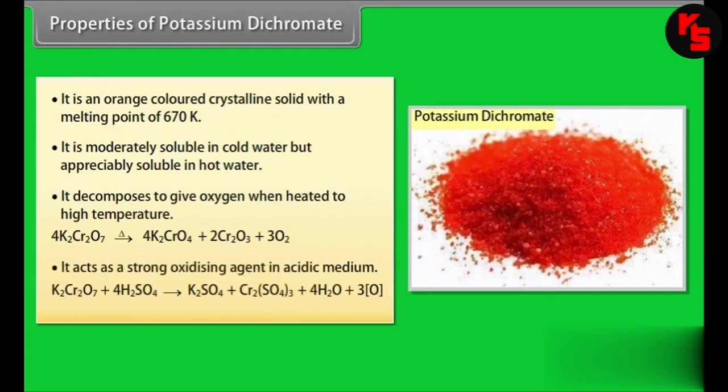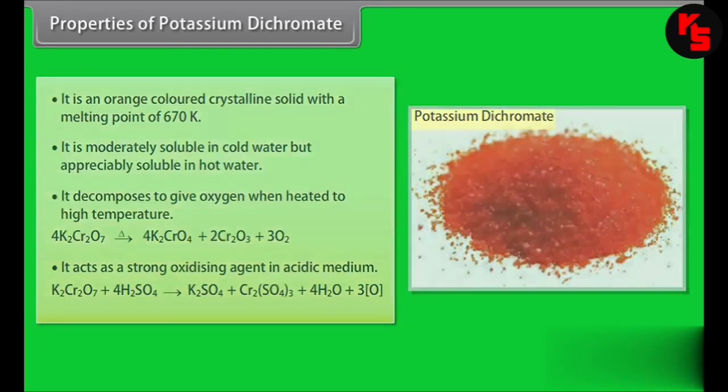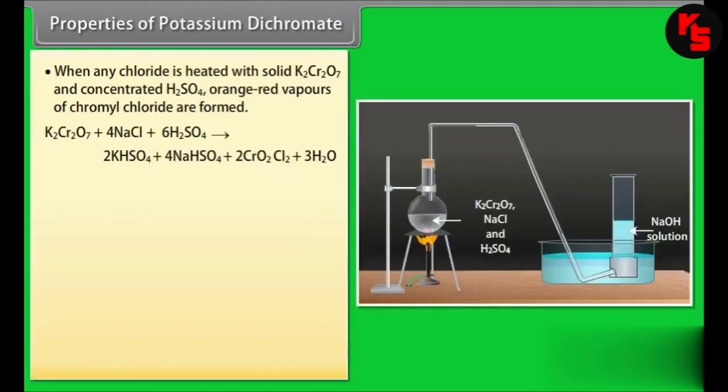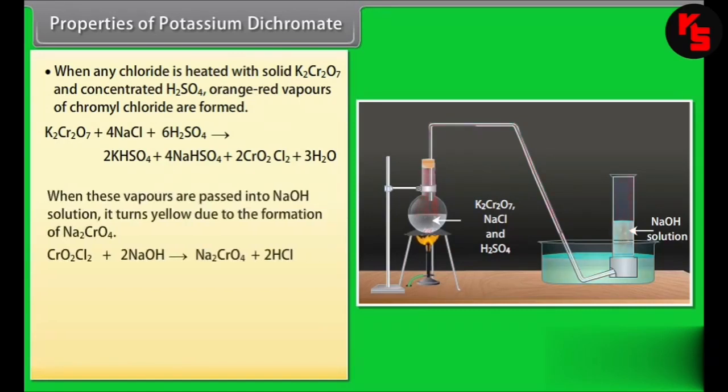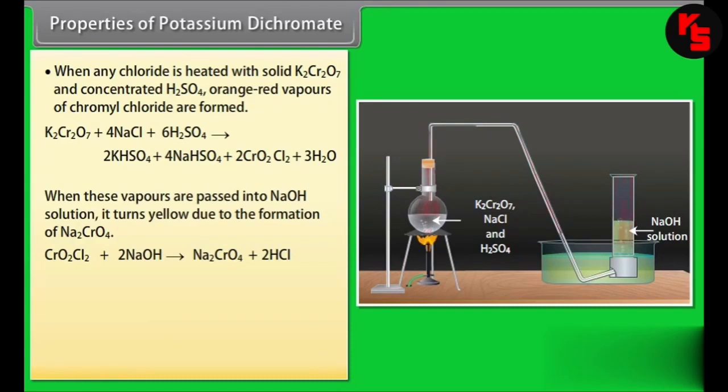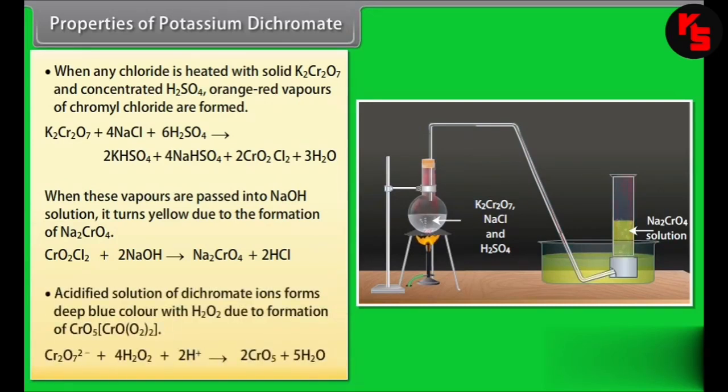It acts as a strong oxidizing agent in acidic medium. When any chloride is heated with solid K2Cr2O7 and concentrated H2SO4, orange-red vapors of chromyl chloride are formed. When these vapors are passed into NaOH solution, it turns yellow due to the formation of Na2CrO4. Acidified solution of dichromate ions forms deep blue color with H2O2 due to formation of CrO5, CrO(O2)2.